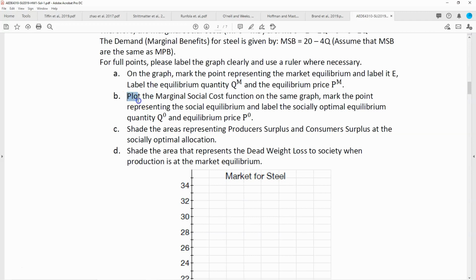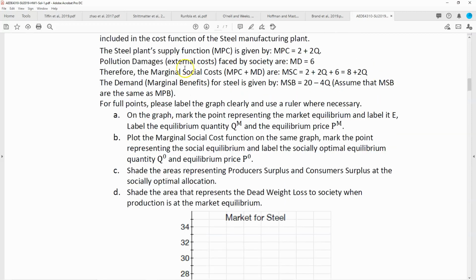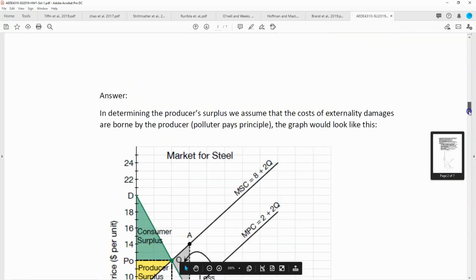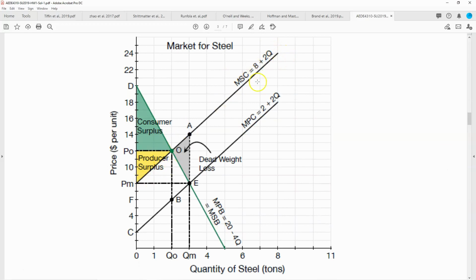And for question B, plot the marginal social cost function on the same graph and mark the point representing the social equilibrium and label the social optimal equilibrium quantity QO and the equilibrium price PO. We already know the marginal private cost, the marginal benefits, and we also know the pollution damages are equal to MD equals 6. Then the marginal social cost curve would be the sum of marginal private cost and marginal damage, which should be 8 plus 2Q. When we plot 8 plus 2Q on the graph, we get the marginal social cost curve. Here it is.